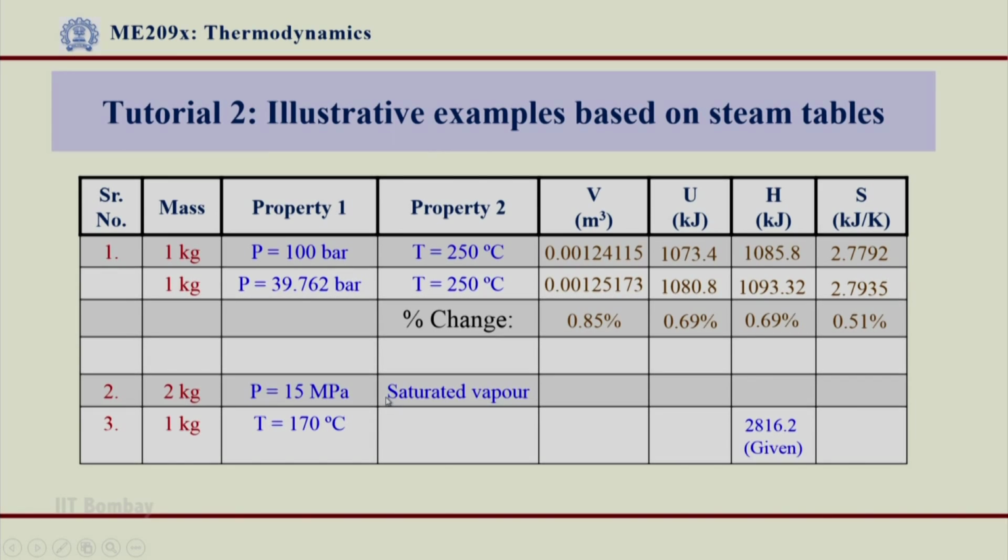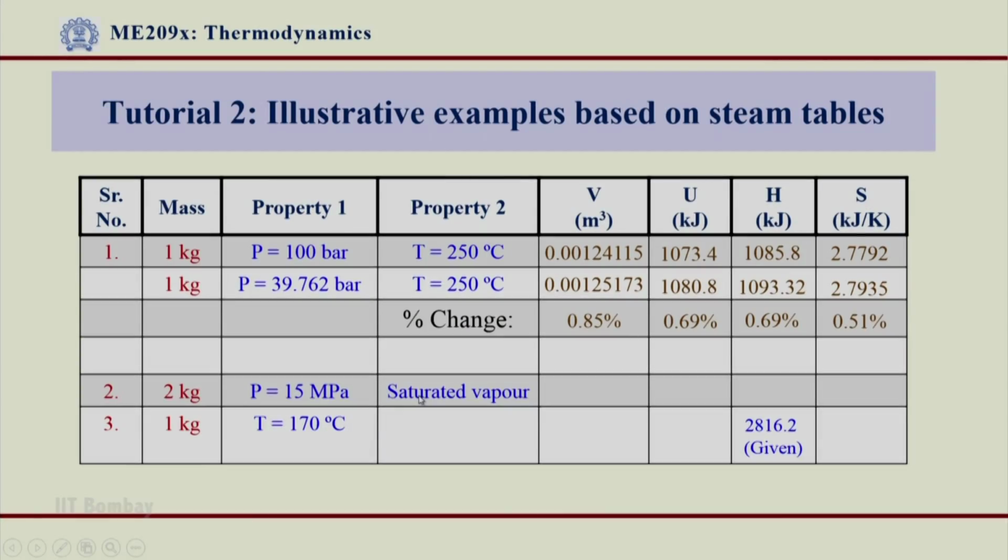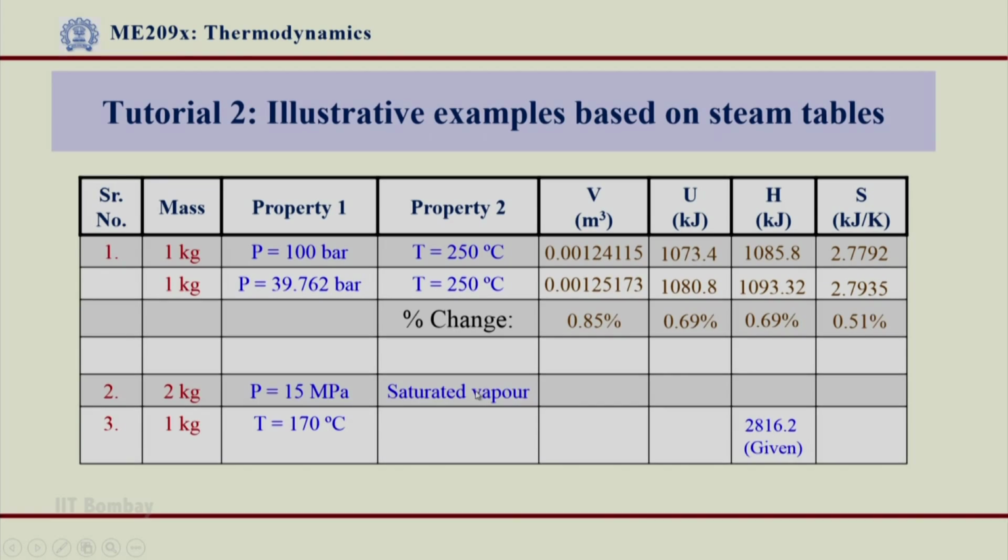Important to realize that the moment I say saturated vapor or saturated liquid, I will have to go to either Vf or Vg respectively. So let us go to table number 2, where we can trace 15 MPa and get the values of Vg, Ug, Hg and Sg, and that is the answer to this question. But those values will be per kg. Because we want 2 kg, we will have to multiply those values by 2 kg, and that will be the answer. So let us go to table number 2 and find out the values at 15 MPa.